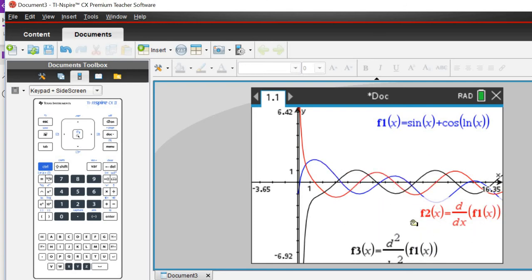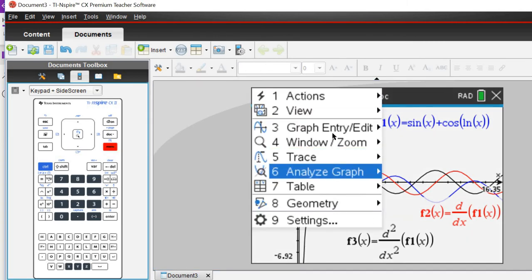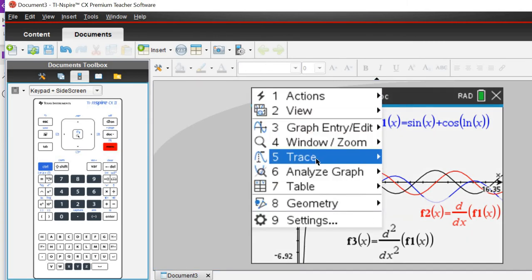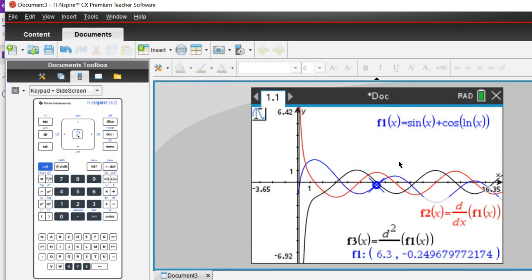So probably the easiest way to do this is using graph trace. So we're interested in that value x equals 2. Okay, let's go with x equals 2. If you go into menu, trace, graph trace, and simply type in 2, it will take you to the value on the original function. So there's f of 2.